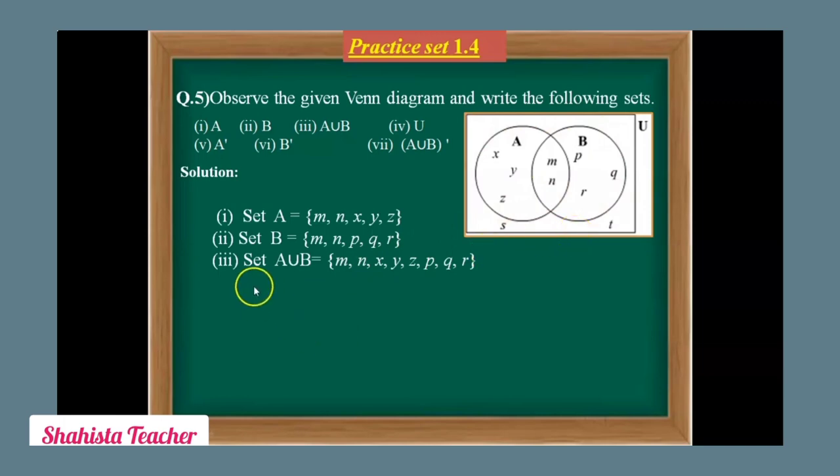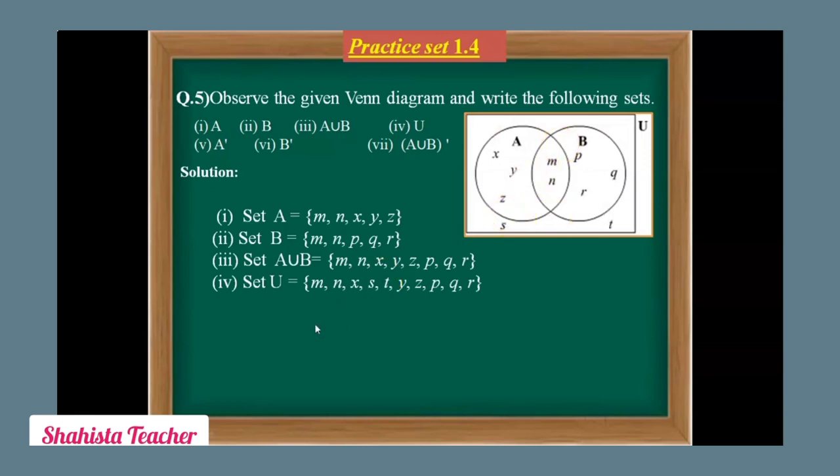So here we will write subquestion 4, universal set. Set U represents universal. Set U is equal to universal is equal to M comma N comma X comma S comma T comma Y comma Z comma P comma Q comma R curly bracket close. Is that clear? So each and every single element which is present in this Venn diagram we have to write in the universal set. Universal set represents each and every element, both A, B and this S and T also.